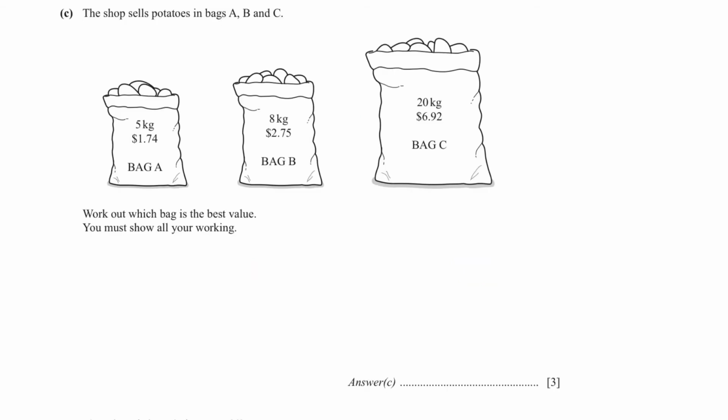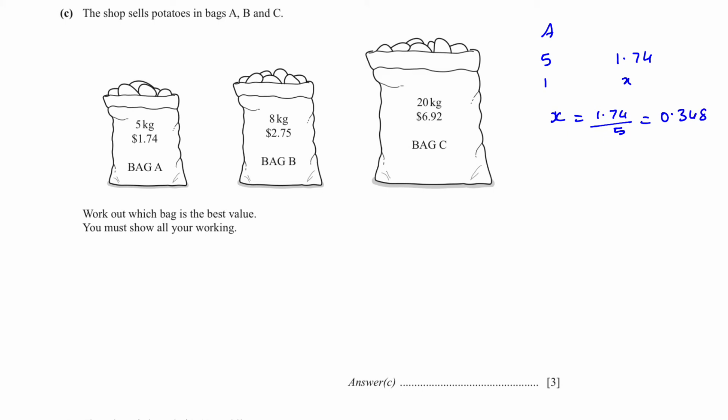Now in part C, the question says that the shop sells potatoes in bags A, B, and C. We have to find out which bag is the best value. Show all your working. Let's take bag A. For 5 kilogram, the cost is $1.74. So for 1 kilogram, it's how much? It will be 1.74 divided by 5, which is going to be 0.348.